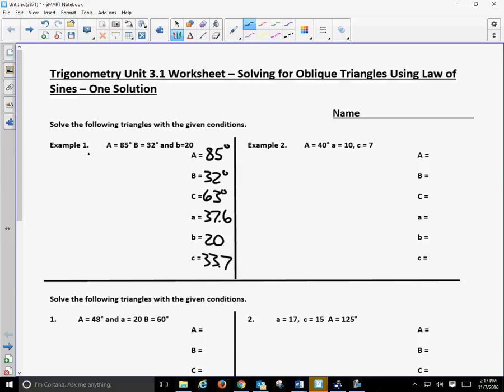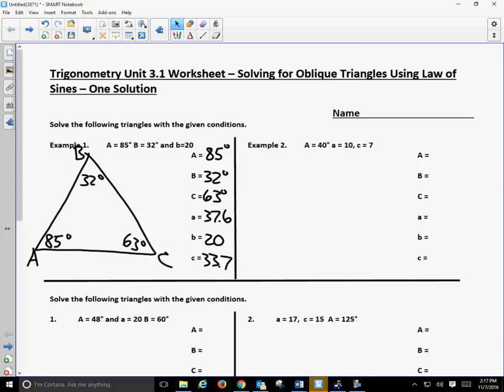So what I'm going to do is construct the triangle as we had it written down. We'll call this A, B, and C. Angle A was 85. I'm going to write all these pieces in. Angle C was 63. Angle B was 32. And I'm going to write the sides. Side A was 37.6. Side C was 33.7. And side B was 20.